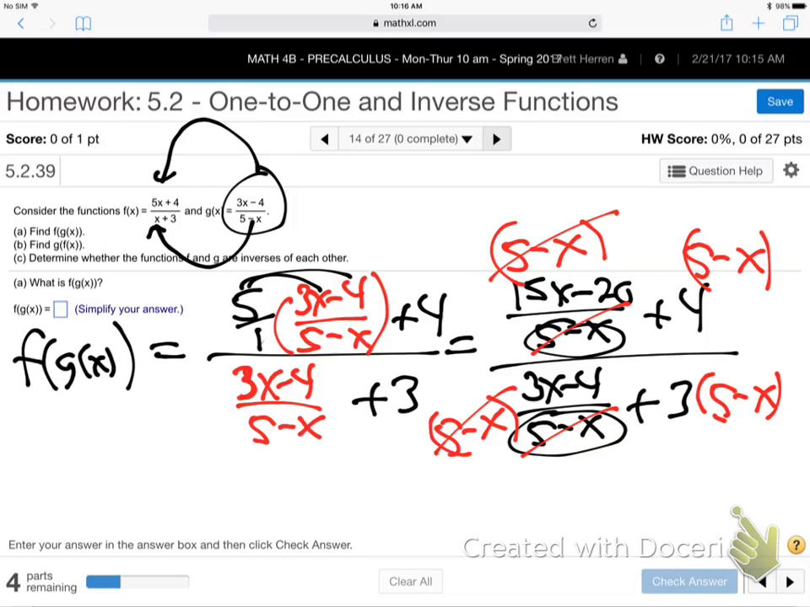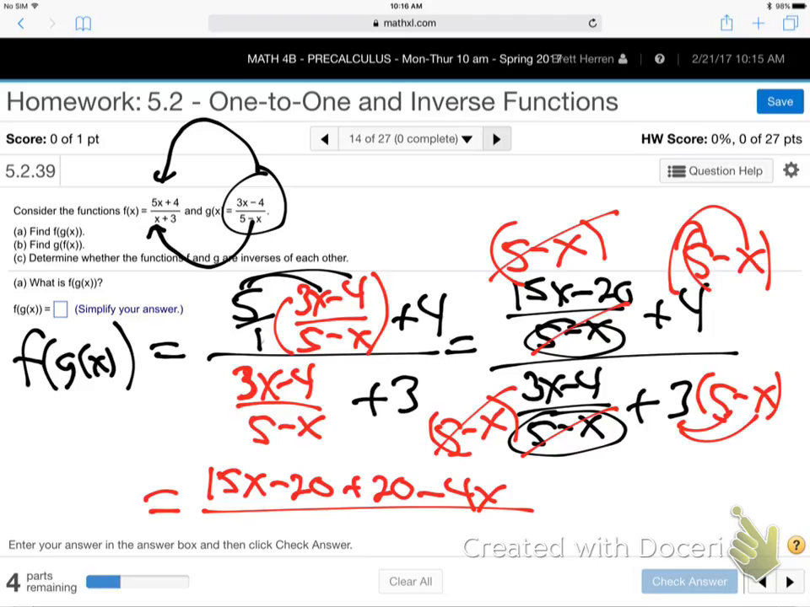The other ones will multiply, right? The 4 will go boom, boom. The 3 will go boom, boom. The other ones canceled away. So what do we have? 15x minus 20 plus 20 minus 4x over 3x minus 4 plus 15 minus 3x.